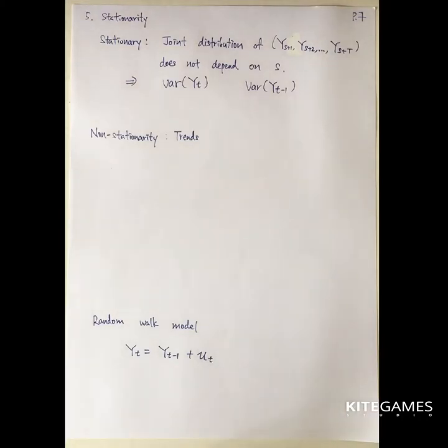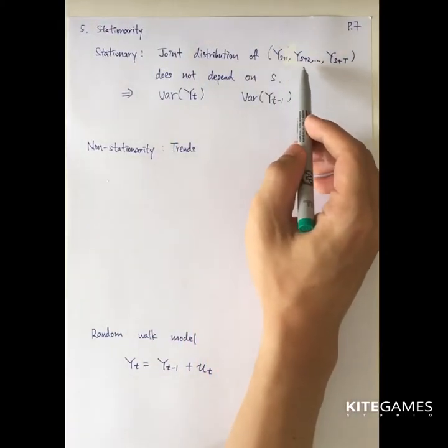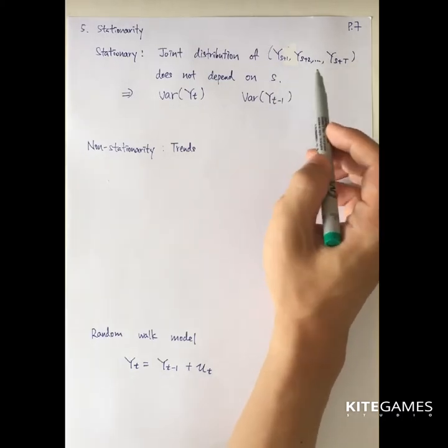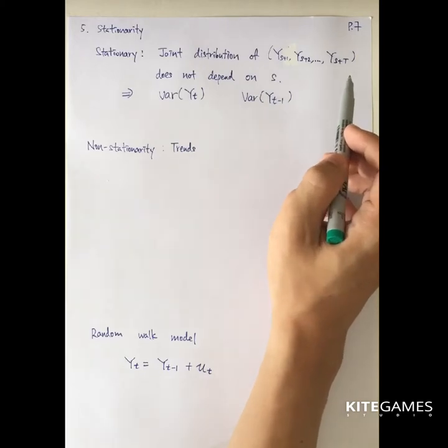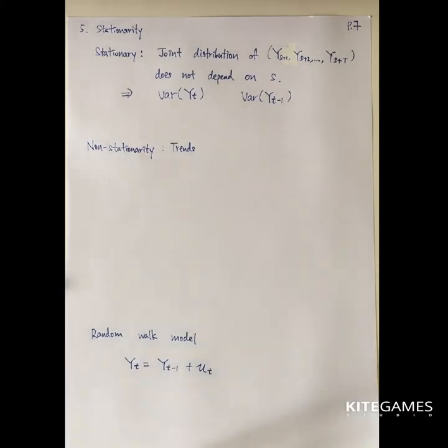Okay, we will then take a look at the concept of stationarity. The concept of stationarity is very important. The definition of stationarity is that the joint distribution of y_{s+1}, y_{s+2}, up to y_{s+t}, and also y_1, y_2, y_3, does not depend on the value of s. That means the distribution of y, the mean, the variance, and the covariance between various y is constant. It is not a function of time. As a result, we call this stationary.